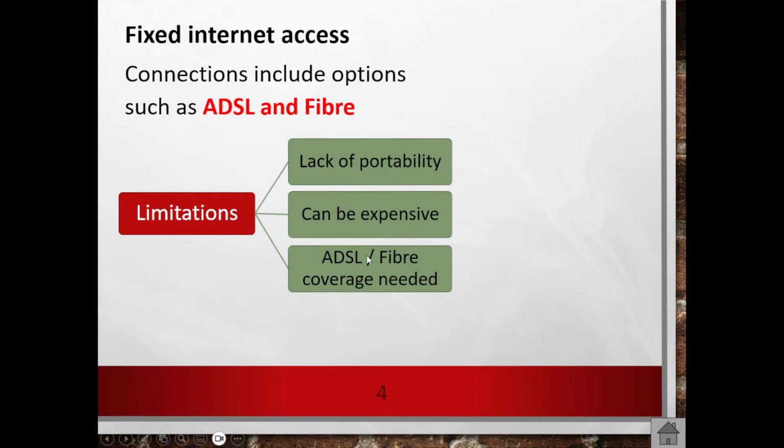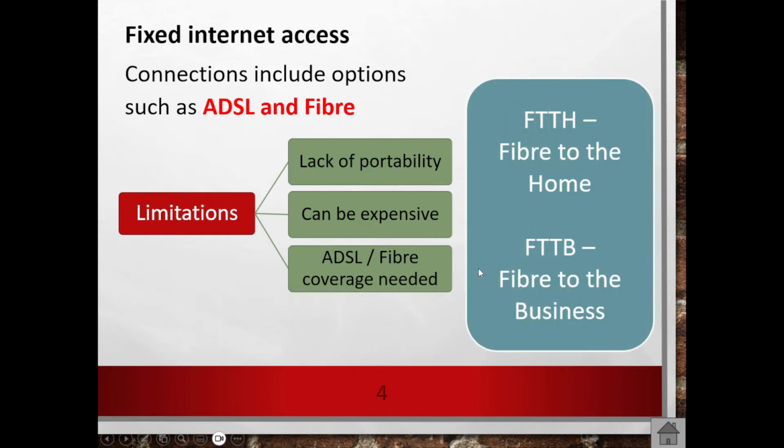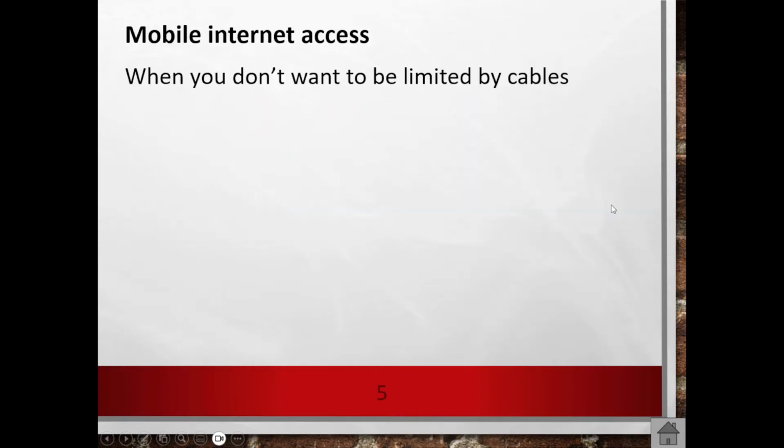Now, this is important because where I'm staying, there is no ADSL or fiber coverage. It's only wireless connectivity, which has its own advantages and disadvantages. So these are things one just needs to know. Then we have two abbreviations that go with that: FTTH, which is fiber to the home, or FTTB, fiber to the business. So just know what those stand for.